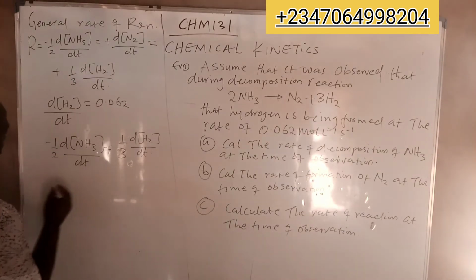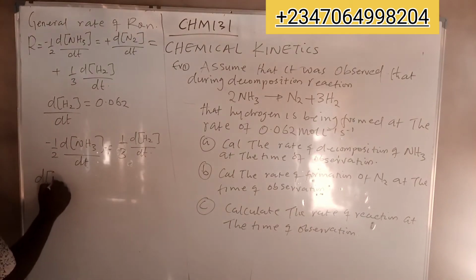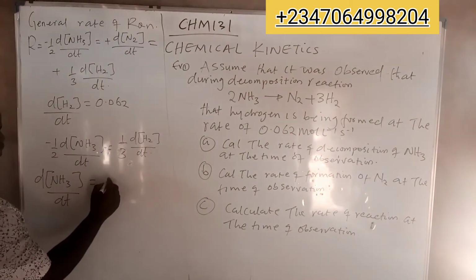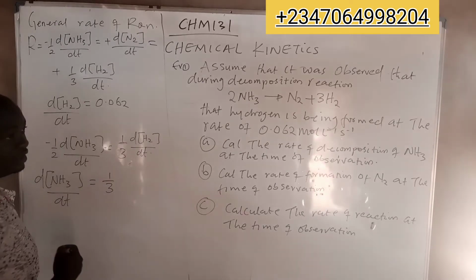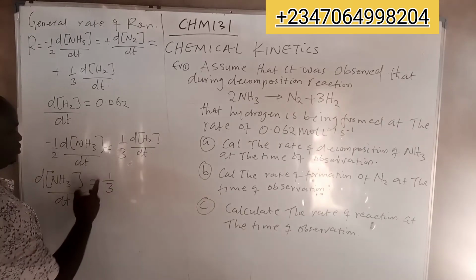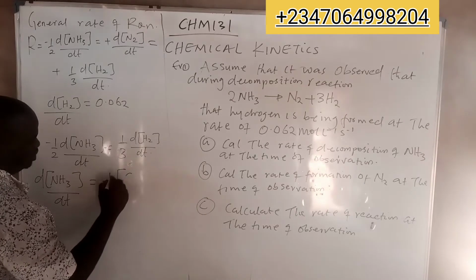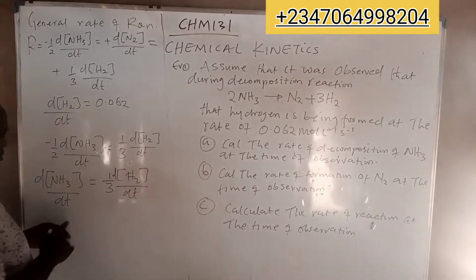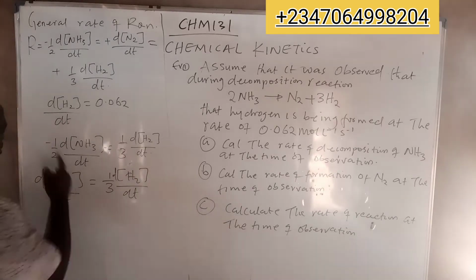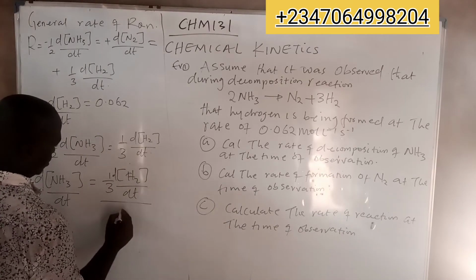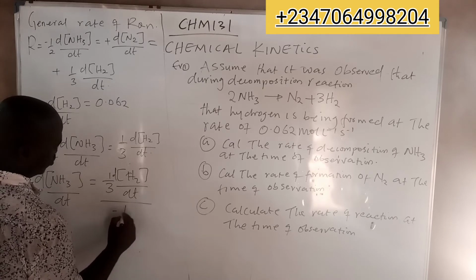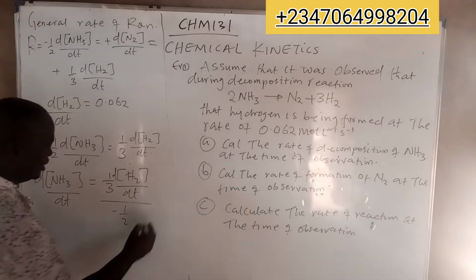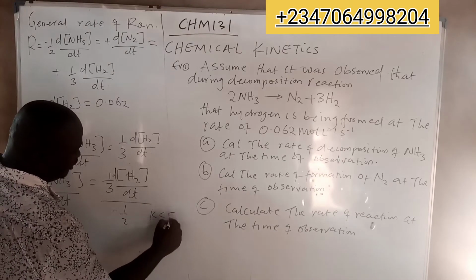So this will go this way. So this will give me 1 all over 3 of the change in hydrogen over the change in T. Now, I'm going to divide it by minus 1 all over 2. In mathematics, that's what we call the keep, change, flip. The keep, the change, the flip.